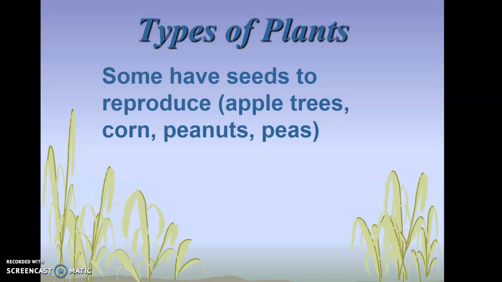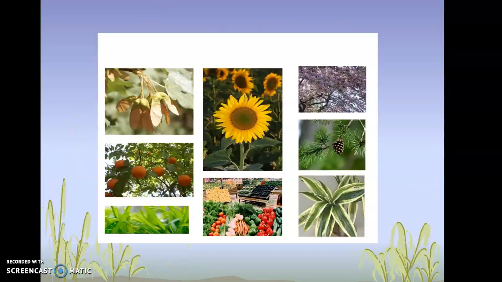This week you're going to study types of plants. Some types of plants have seeds for reproduction. That's like your apple trees, corn, peanuts, and peas. So all of these plants in the picture are seed plants. The only way to make more is to make a seed, which would then grow into a new plant.